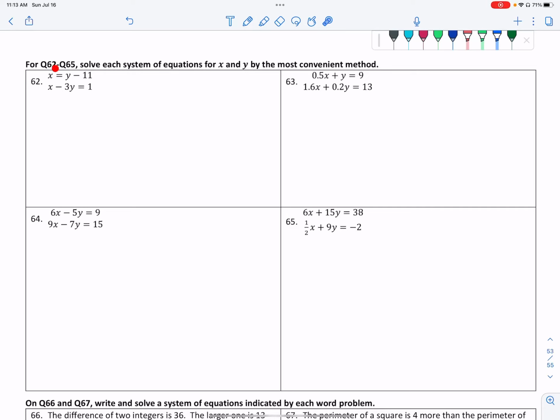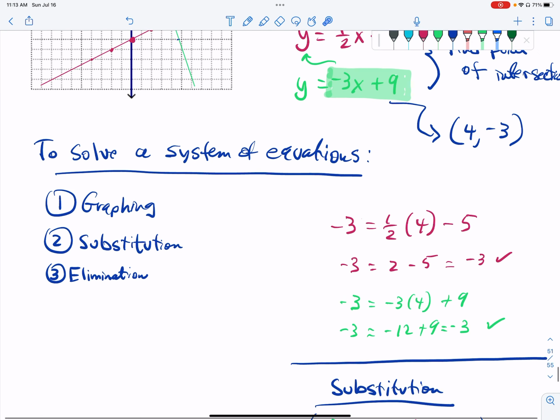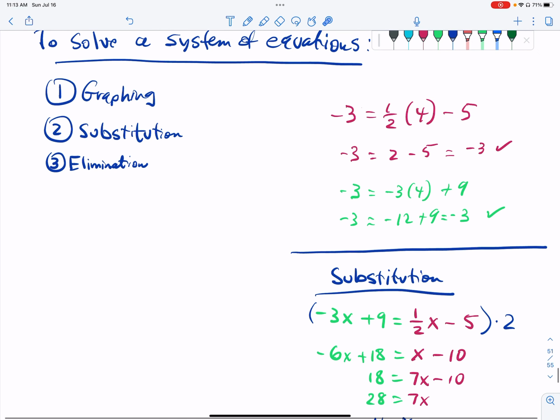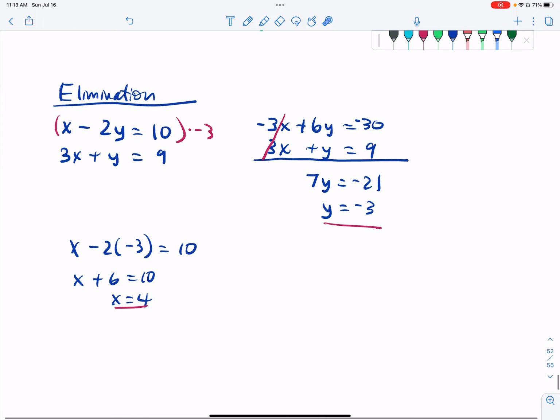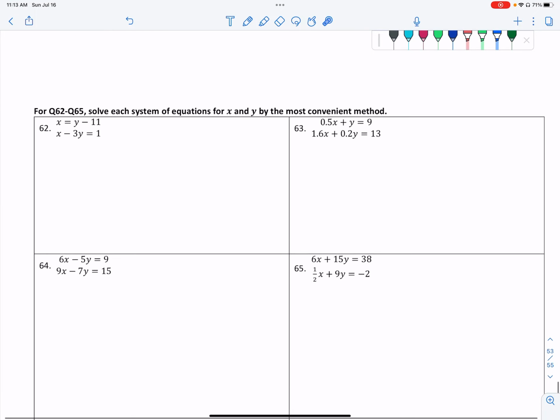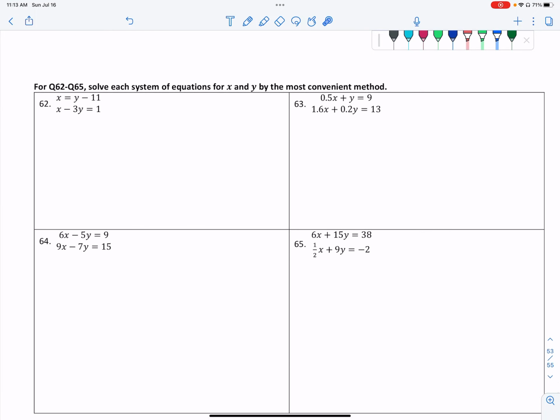For questions 62 through 65, solve each system of equations for x and y by the most convenient method. And as we talked about, solving these systems of equations, we have either substitution, elimination, or graphing. And I can tell you right off the bat that graphing is probably not going to be the most convenient method on any of these if we're having to do these by hand without some sort of calculator as an aid. So let's look at number 62.